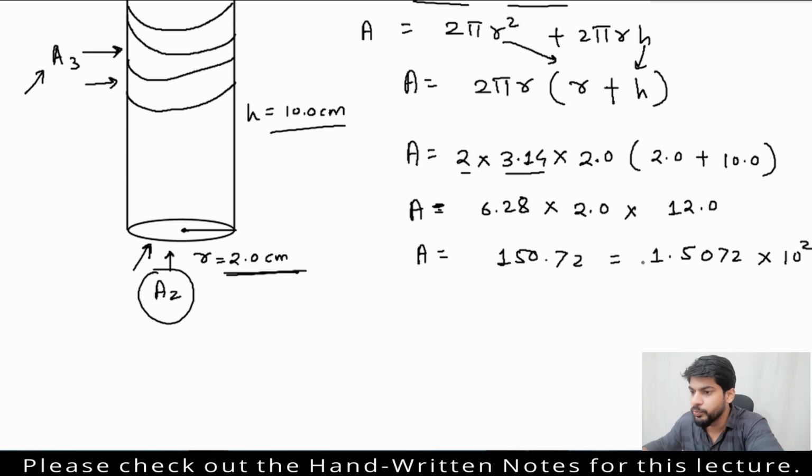See, we have shifted the 2 points. Okay, so it would be 10 raised to 2. So that is the surface area, that is the total surface area, 1.5072 into 10 raised to 2. It's centimeters squared, because right now the units are centimeters.